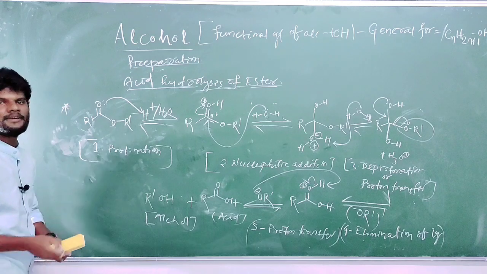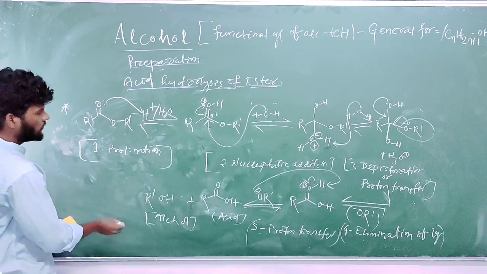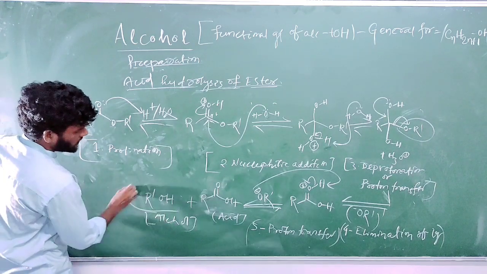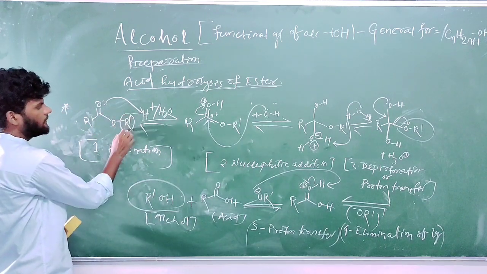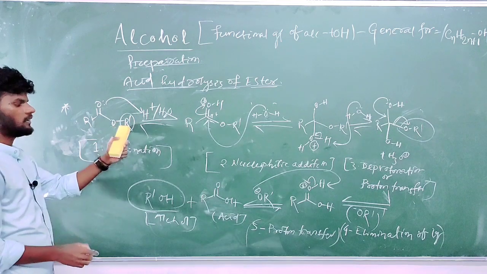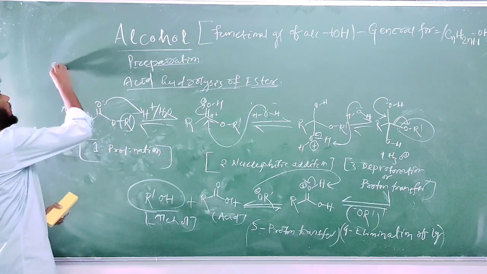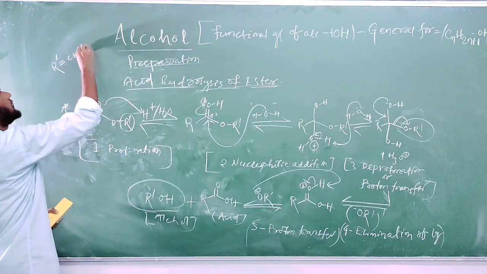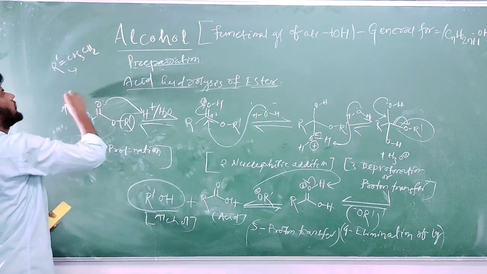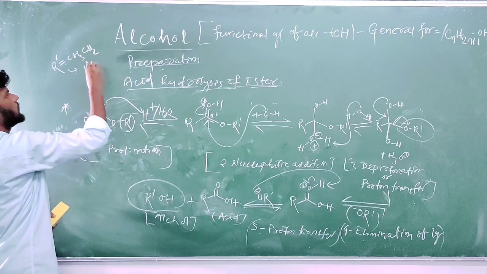How to synthesize 1 degree, 2 degree and 3 degree alcohol? It depends upon R dash. R dash OH here is the alcohol. If this R dash is CH3CH2, then it will form a 1 degree alcohol.